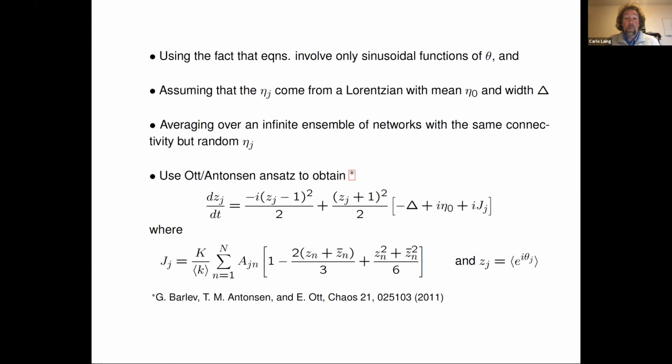Basically, we get equations for the expected value of e to the i theta, this quantity here at each node. So we've got the same number of equations as we had before. These are now for complex variables rather than phase variables. So the parameters of our Lorentzian come in here. The connectivity is still here, and this thing in the square brackets is really just the 1 minus cos theta, squared, rewritten in this form here.